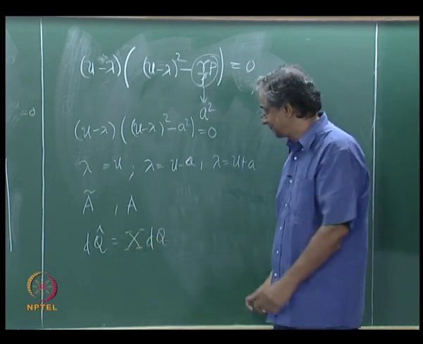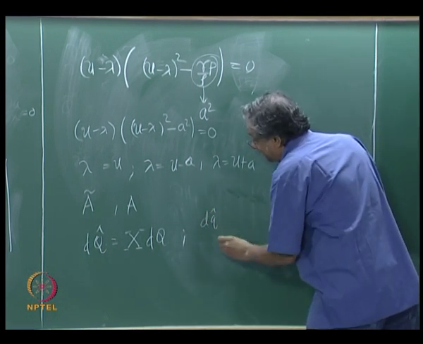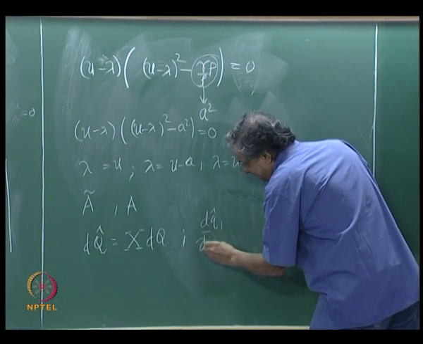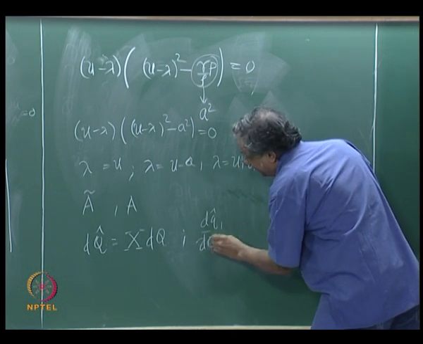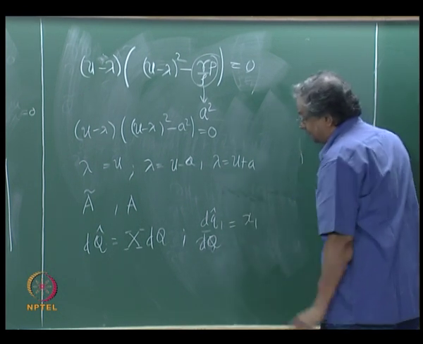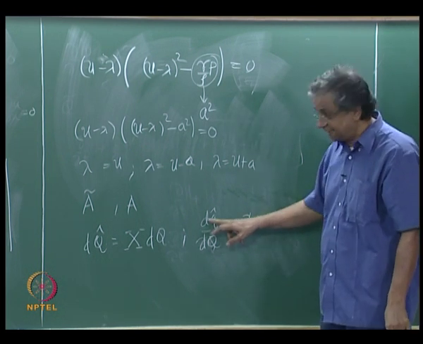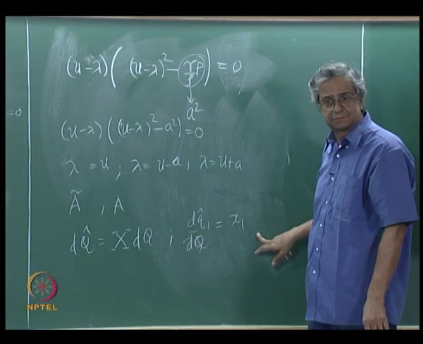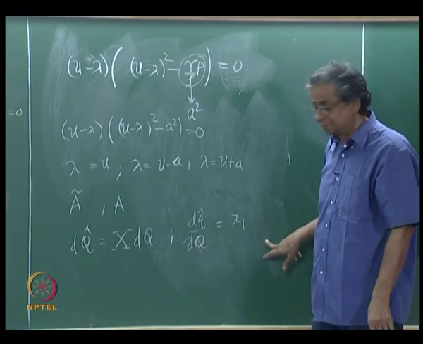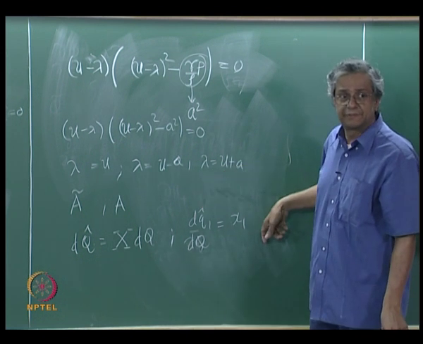Think of it as you have seen this kind of thing before. This is a small aside, I didn't want to get into this. dq hat 1, I will write it as dq, indicating this is a gradient with respect to q, and this is the first eigenvector x1. You have seen something like this before. The gradient of a scalar is a vector. The gradient of a scalar field is a vector field. When can this be integrated? When can you find the q1 hat? When the curl of the vector field is 0.